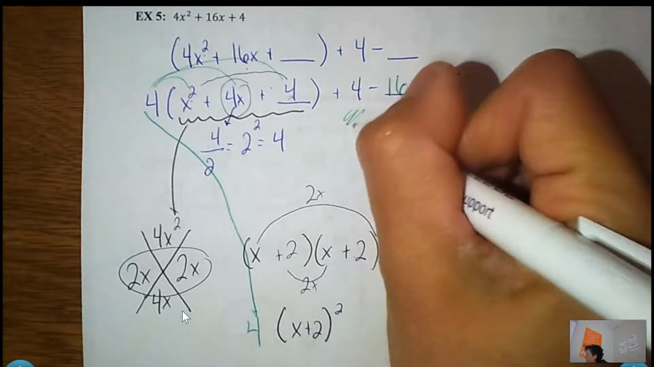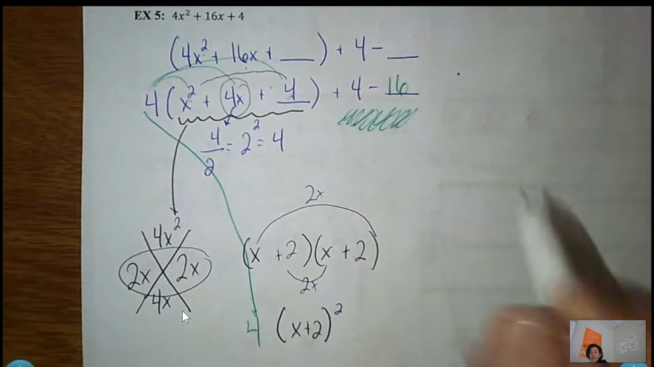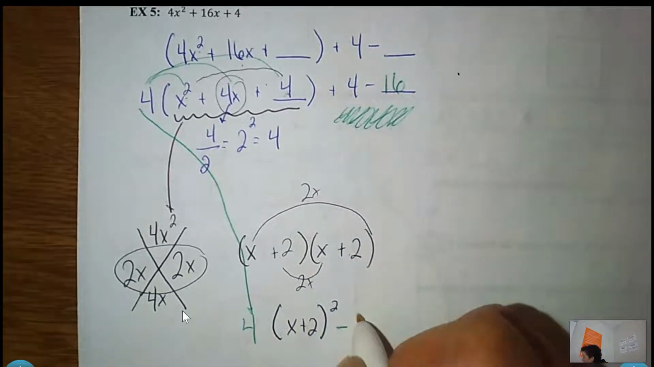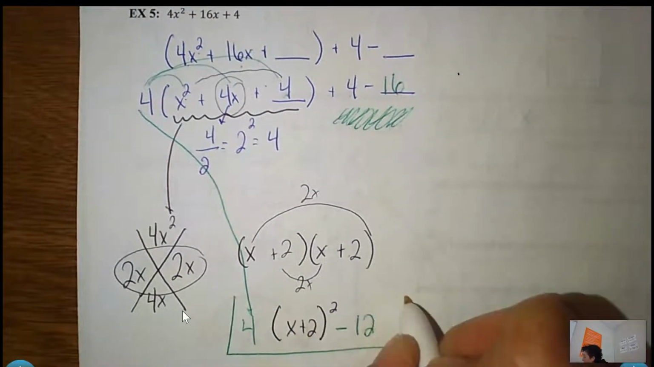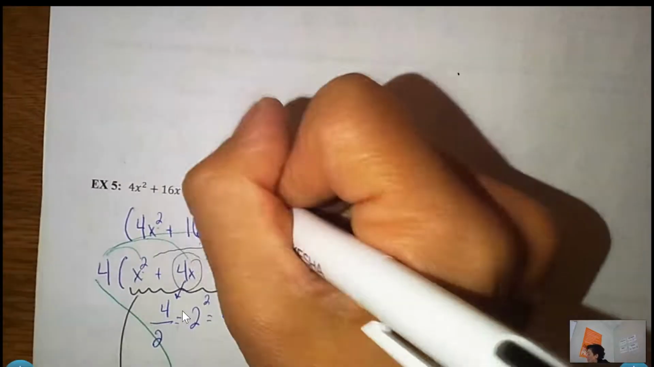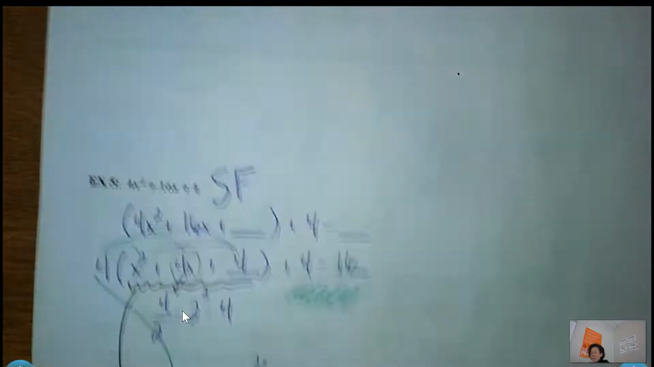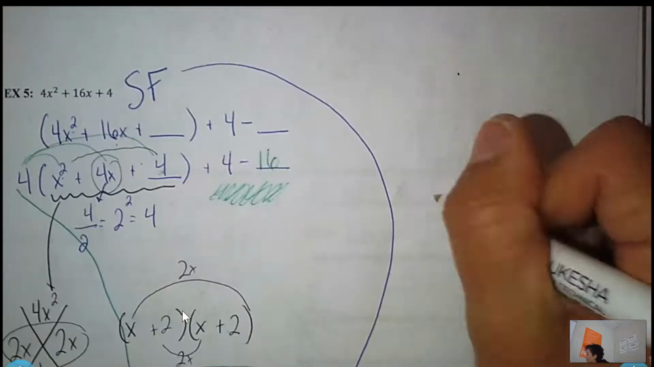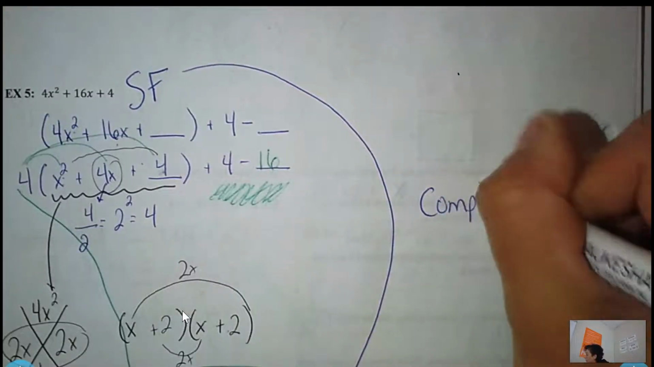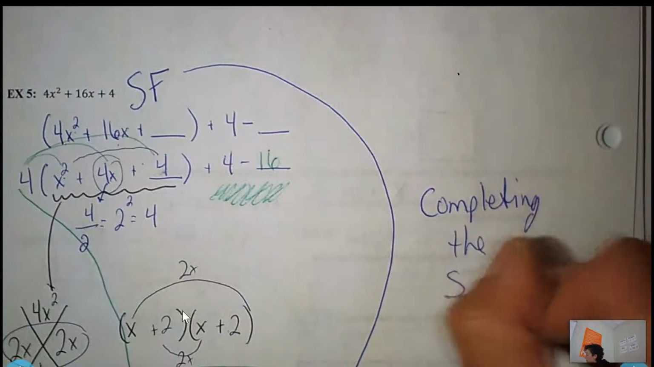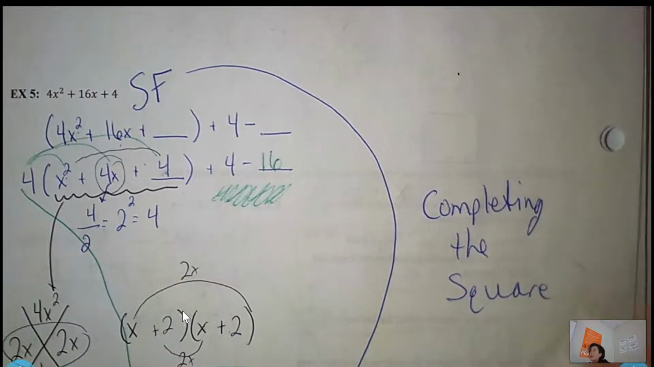And then I'm going to come over here and simplify the stuff on the outside of the parentheses. So 4 take away 16 is a negative 12. And now you have vertex form. So again, just to verify, we just went from standard form to vertex form, and this whole process is called completing the square. All right?